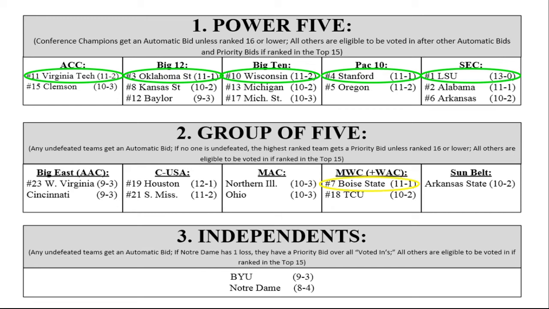Notre Dame did not have 1 loss. Sorry, Irish, so you're not in. We have 6 teams now, and we need to get to 8. So we move on to the voted in teams, which this year was number 2 Alabama and number 5 Oregon. So now we have our 8 teams.